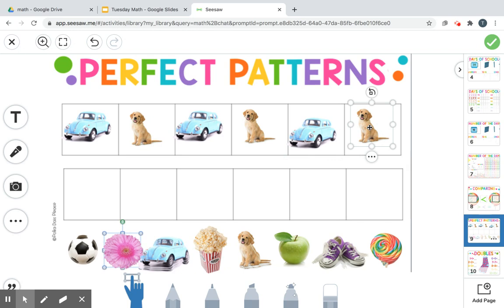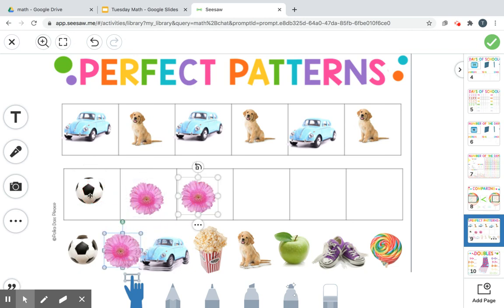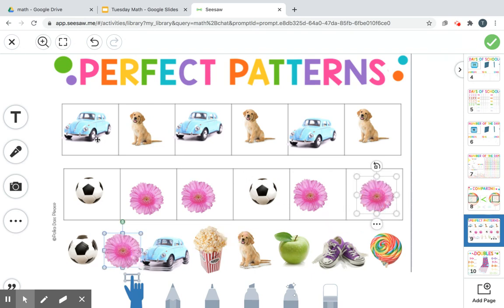Okay, on the bottom, let's do an ABB pattern. So it'll look like this. Let's do a ball. Flower, flower, ball, and then you know what goes here. Say it at home. Flower, flower. So AB pattern are two shapes, and ABB are two shapes, but we put two on here twice, or we put one on here twice. So ABB, ABB, AB, AB, AB.